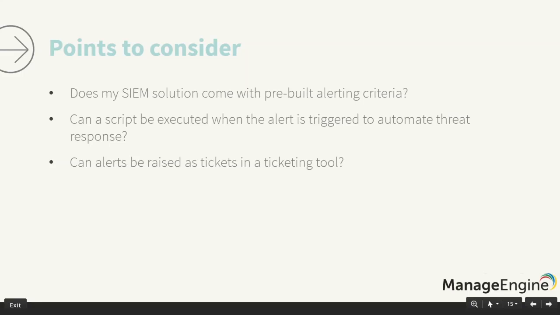This is very important because for some of the attacks, you might want to automate the threat response. So check again with your vendor if this is possible. Of course, also check whether your alerting criteria can be configured and customized for your requirements. So over and above having all of these pre-built alerts, make sure you can tweak the alerting criteria.